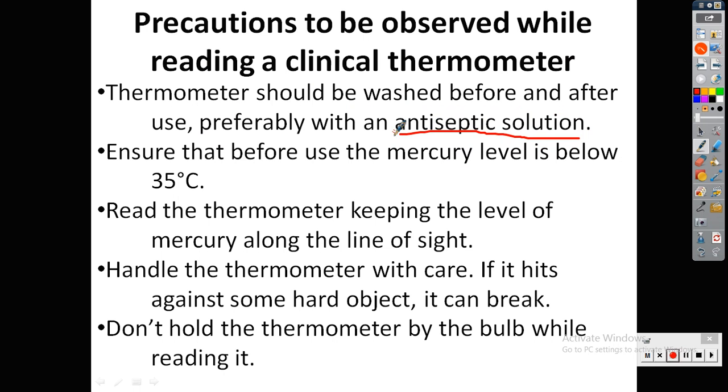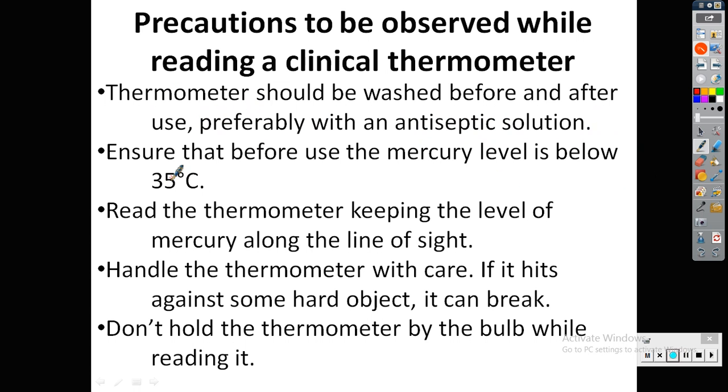Not boiling water, though. If you use boiling water for killing the microorganisms, the glass will break. So we cannot use hot water here. We can use certain other antiseptic solutions before and after the use of a clinical thermometer for one person. For using it on another person, again we have to wash it with an antiseptic solution.